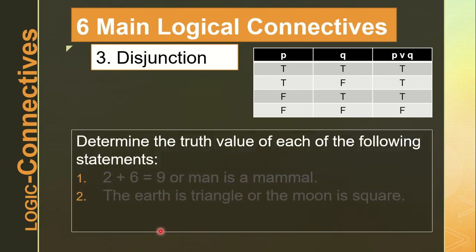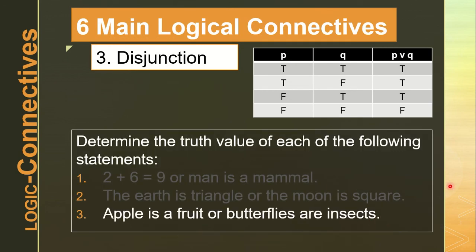Next, I want you to answer this one. What is the truth value of these compound statements? Now we have apple is a fruit or butterflies are insects.